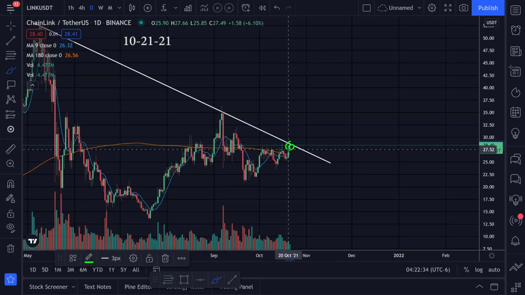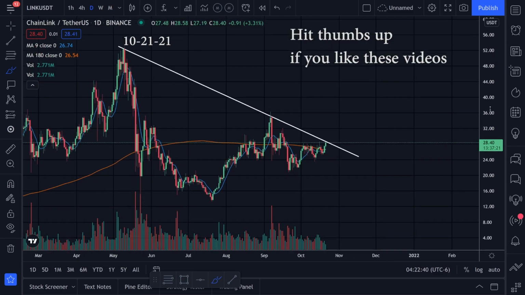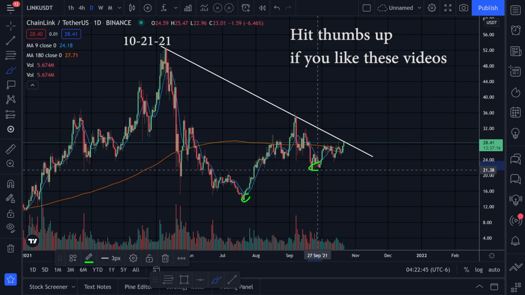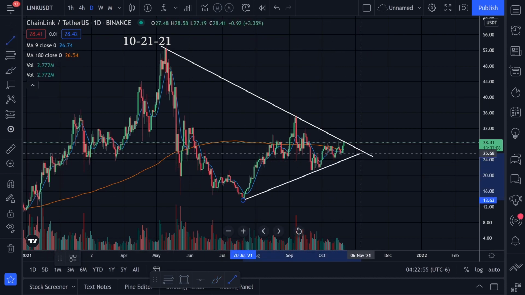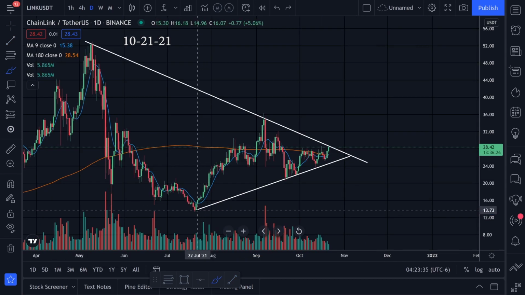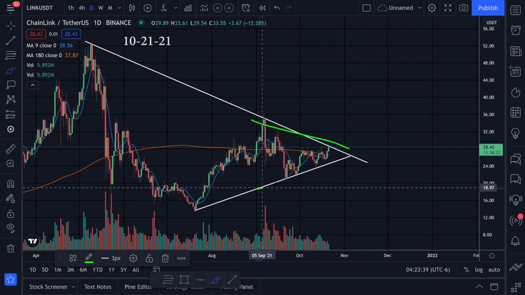I think if we could break this trend line going to the upside with some momentum, we might be looking at a pretty good move for Chainlink. We have support down here and support all right here. Let's do another trend line on the bottom. We'll do a trend line right here. This kind of looks like a triangle pattern going like this. We're bouncing in between this resistance line and this support line.